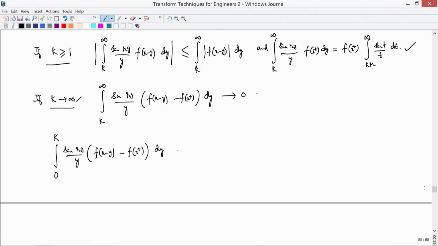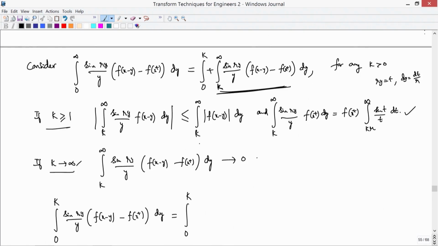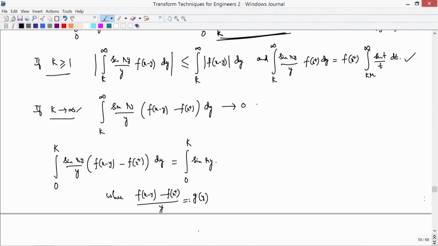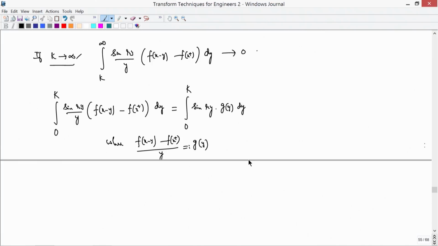dy. What happens to this? This is equal to the integral from 0 to k. Now, I can rewrite the sin r y by y, as we defined earlier. So, from 0 to k, you write this as sin r y times this, where f of x minus y minus f of x plus divided by y is some g of y. You try to define it like that. If you do this, you have g of y dy.